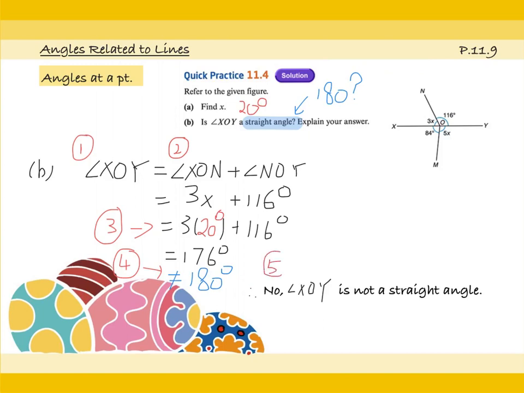Therefore, write down yes or no, and say that it is not a straight angle. So all these 5 steps are required if you want to explain the answer. Step 1, find the angle, and check whether it is equal to 180. And then write down the conclusion at last.